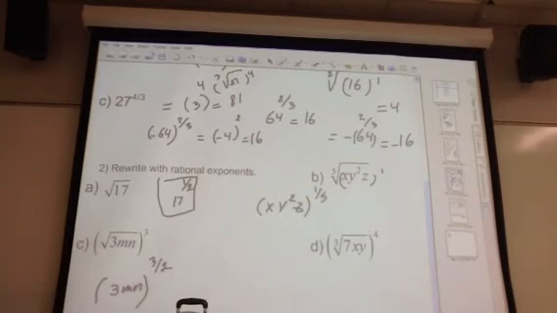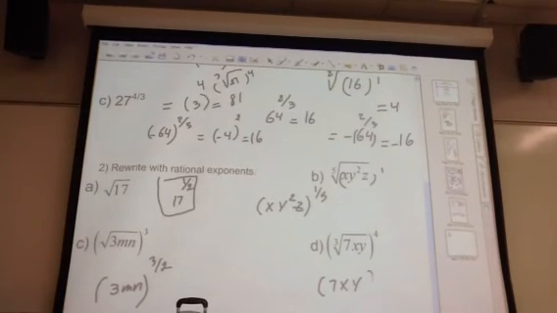Okay. Can you do this without my help? 7xy to the power of what? 4/3. 4/3. Does everybody agree?